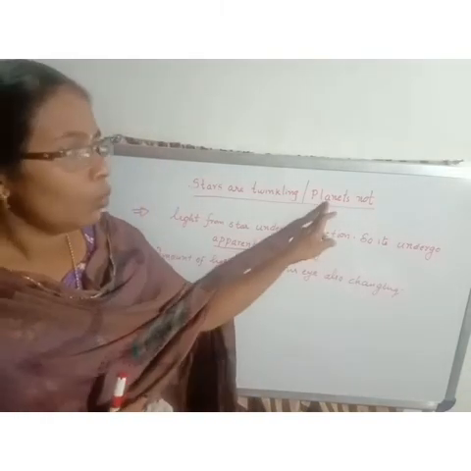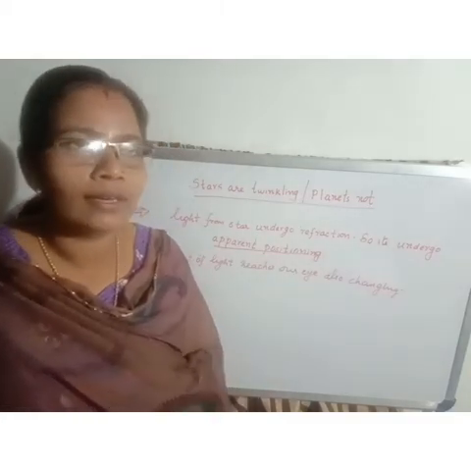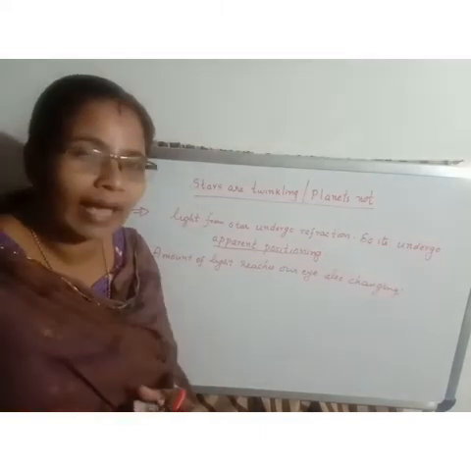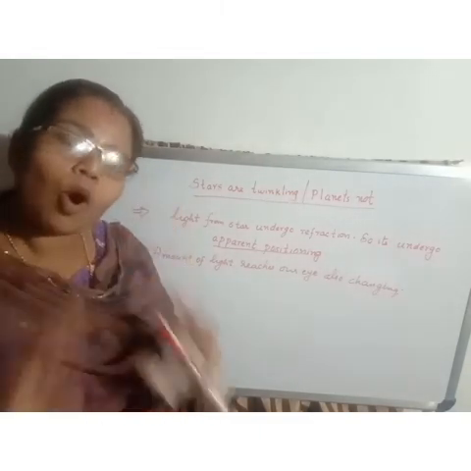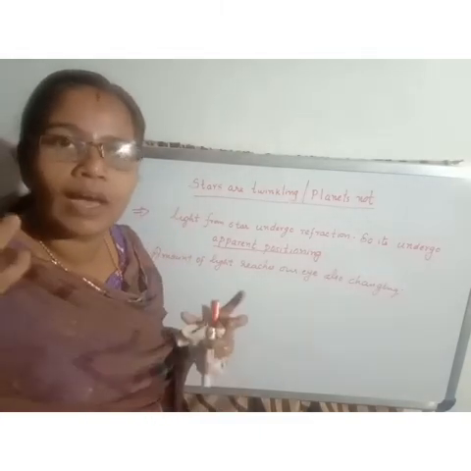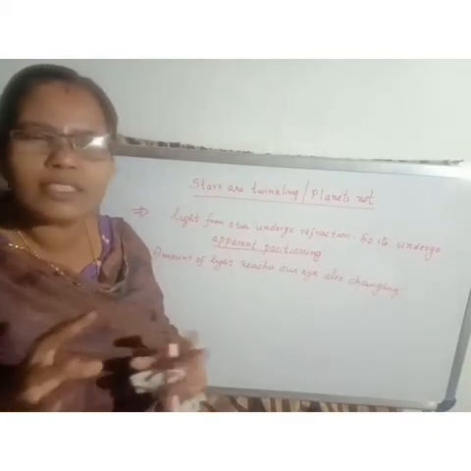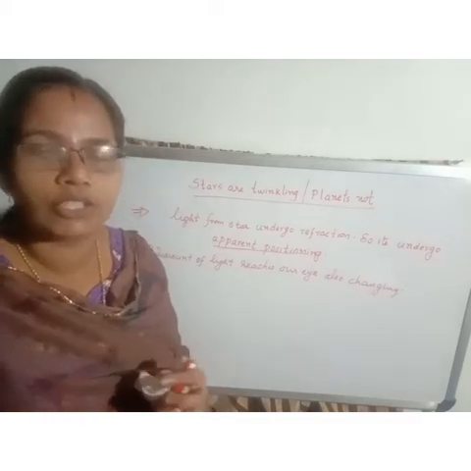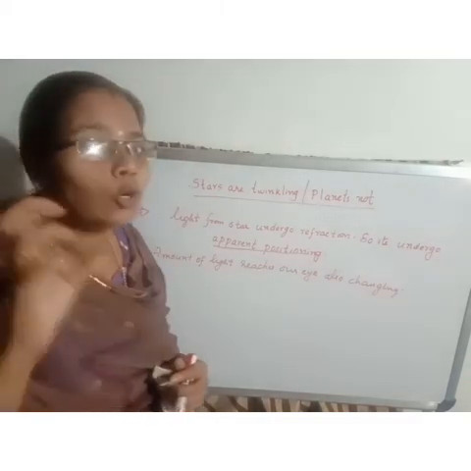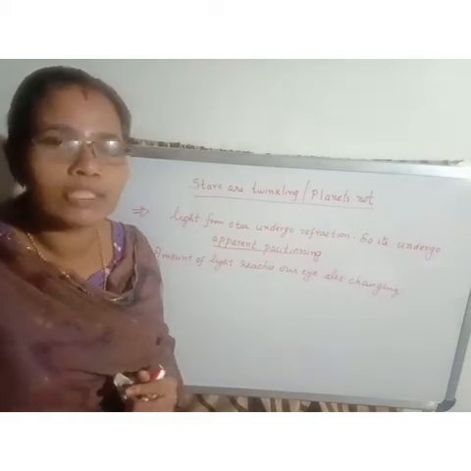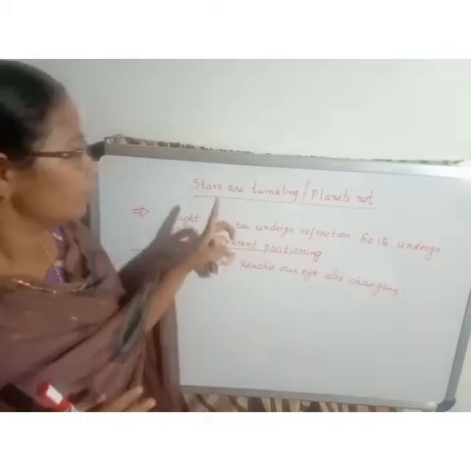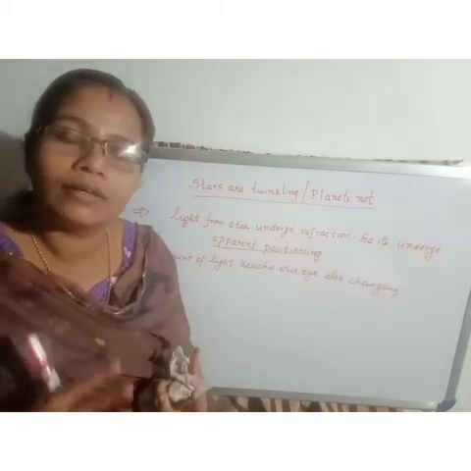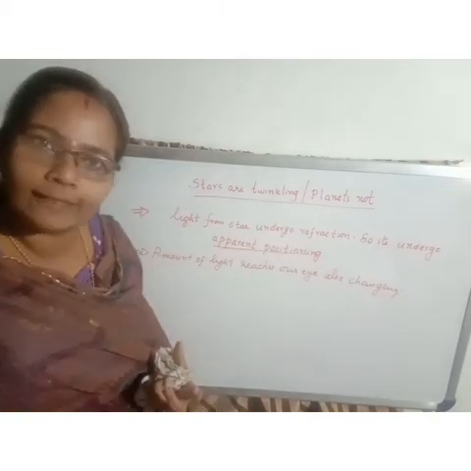Now why do planets not twinkle? Almost all the light coming from the planet is reaching our eyes. There is not much fluctuation or deviation or decrease in the amount of light entering into our eyes from a planet. So that is why stars appear to twinkle, but the planets do not appear to be like that. I think it's clear to you.